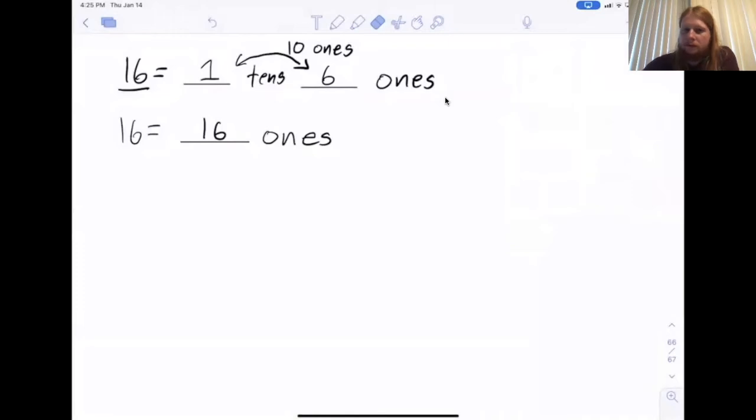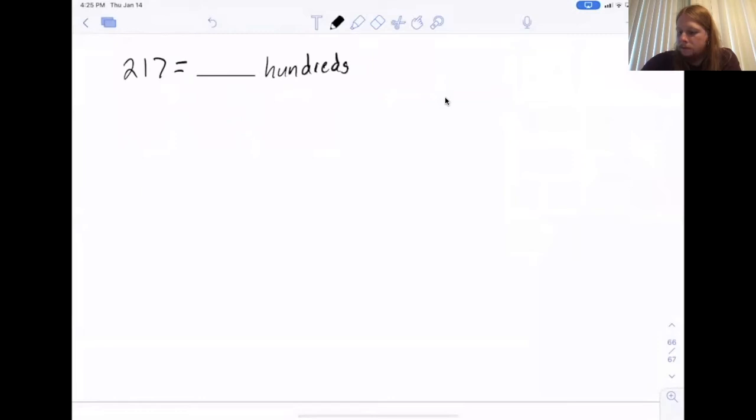And so we had 16 equals 16 ones. So now we're going to look at the next problem, which is going to be a little tougher, but that's okay. We work hard and we're going to do our best. So we're going to have 217. The first thing I want you to do is tell me how many hundreds are in 217, how many tens are in 217, and how many ones are in 217.